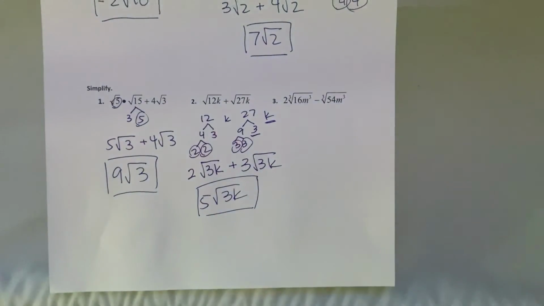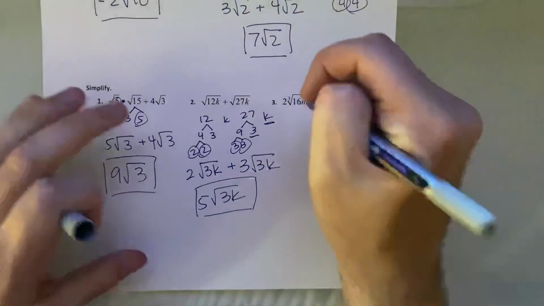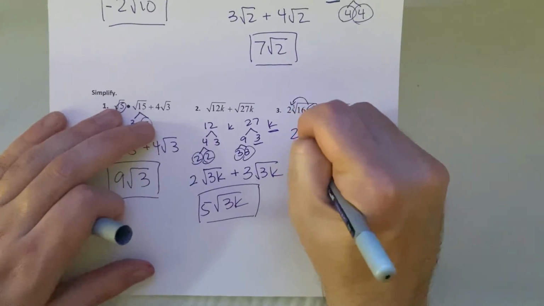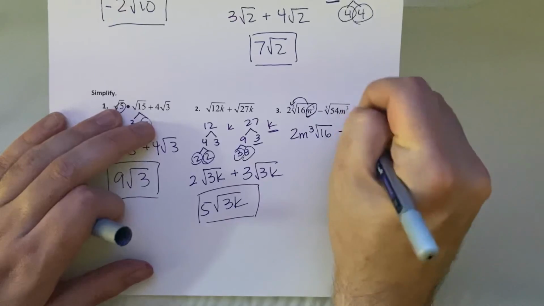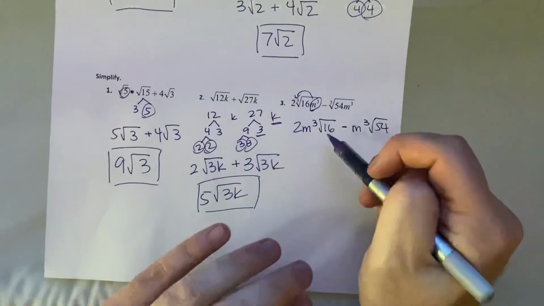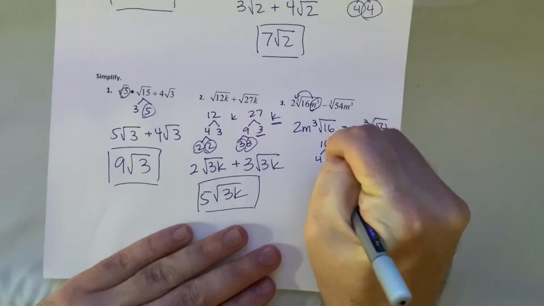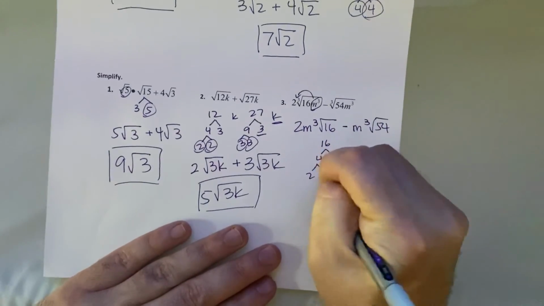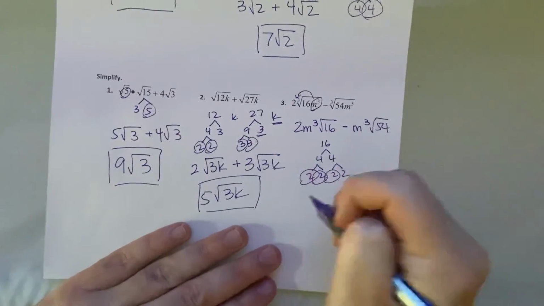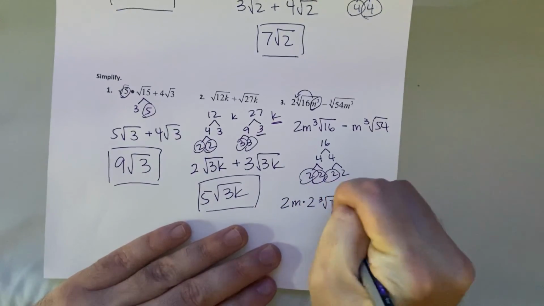Again, we can do this with cube roots. If you have m cubed, the cube root of m cubed is m. So this allows us to get the m out because these three match. So this is 2m times the cube root of 16. Here, this is minus the m times the cube root of 54. For here, I'm breaking down 16. Remember, on a cube root, I need 3 of the same thing. 16 is 4 times 4. That's not 3 of the same thing, but if I break it down further, each 4 is a pair of 2's. So I get 3 2's, one 2 gets out, 1 stays in. So we have 2m times 2 times the cube root of 2.